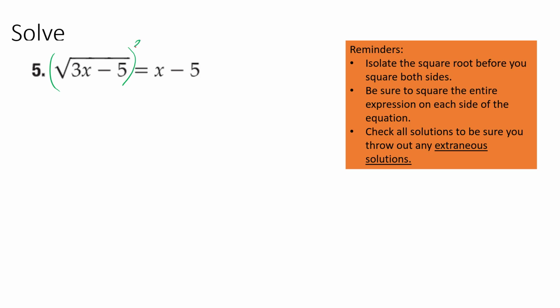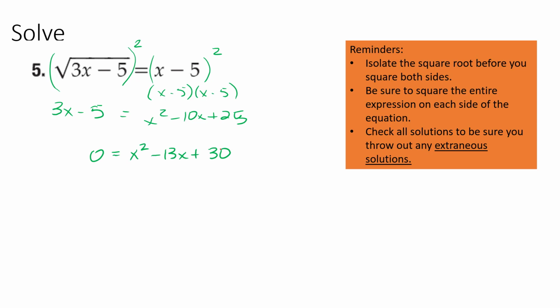This square root's already isolated, so I can go ahead and square both sides. Make sure on this side you get 3x minus 5, of course, but on this side you have to square the whole thing out. So remember, that's x minus 5 times x minus 5. So x squared minus 10x plus 25. Be sure that you set it all equal to 0, and then make sure that you factor and check for these extraneous solutions. Okay, I'll let you finish that one.